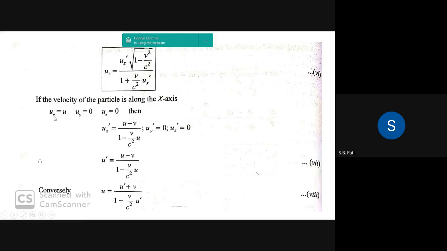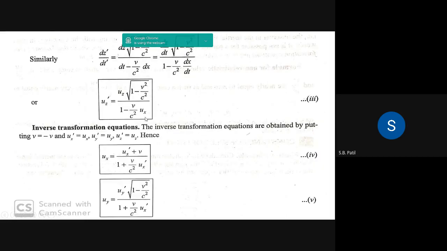So we can write u_x = u, u_y = 0, and u_z = 0. So we have to substitute these values in the formula. That means the particle's velocity, that is, the frame S prime, will move along the x-axis; there is no motion along the y and z axes.